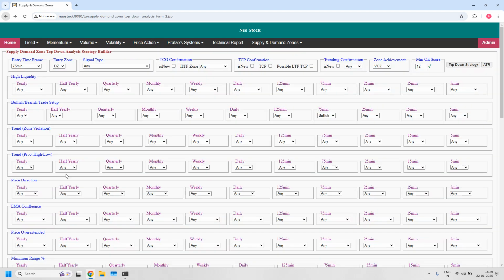Let us verify. In the EMA confluence, weekly time frame, because 75 minutes entry zone together with the daily zone are part of the weekly zone. That's why we are setting weekly demand zone having weekly EMA confluence filter. And a trend, because it is bullish trade setup, trend on weekly time frame should be uptrend.